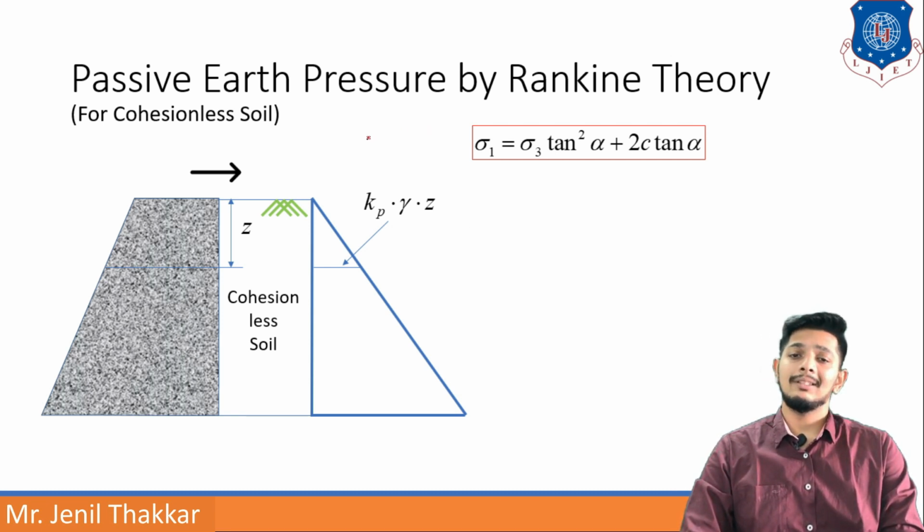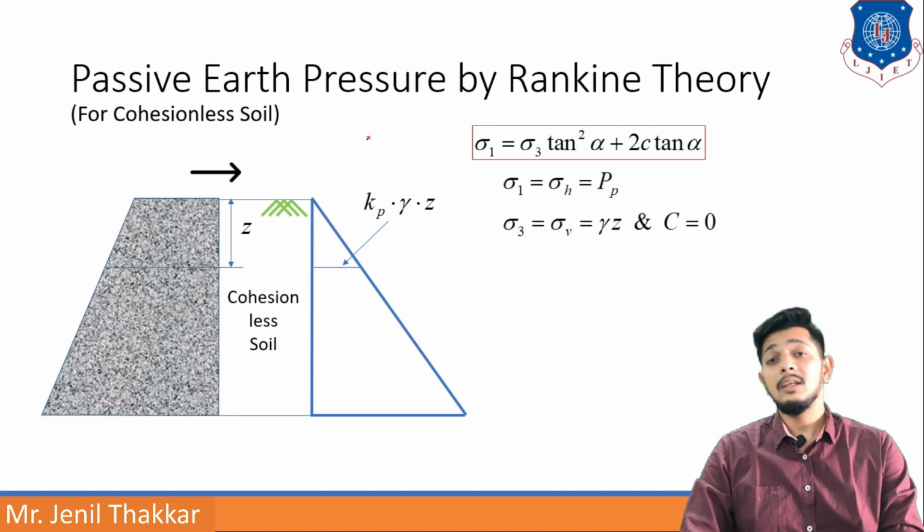Sigma 1 is equal to sigma 3 tan square alpha plus 2c tan alpha, where sigma 1 is major principal stress, sigma 3 is minor principal stress. From shear stress distribution and shear strength of soil, we can say this. Here, in the case of passive earth pressure, sigma 1 major will be sigma h, we can say Pp, and sigma 3 is equal to sigma v, we can say gamma into Z as vertical stress. And C will be 0 here as it is cohesionless soil.